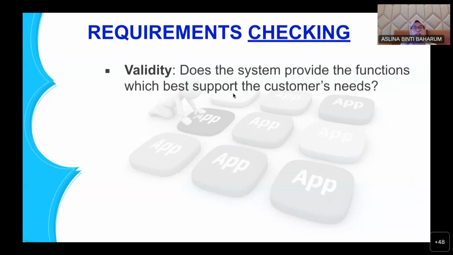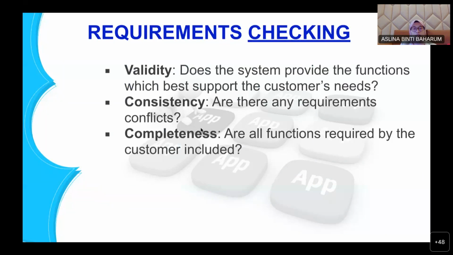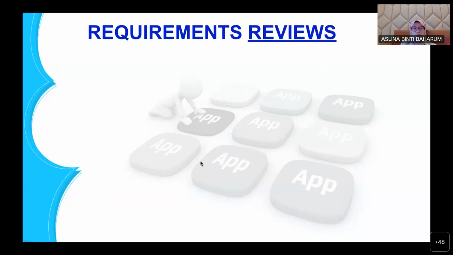Requirement checking: validity, does the system provide the functions which best support the customer's needs? Consistency, are there any requirement conflicts? Completeness, are all functions required by the customer included? Realism, can the requirement be implemented given available budget and technology? So we check these four types: validity, consistency, completeness, and realism.